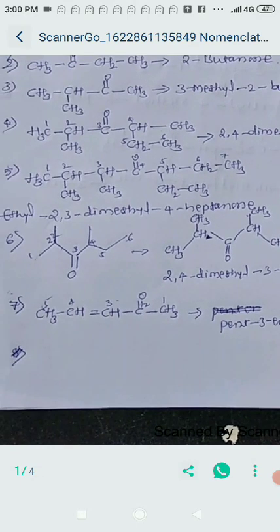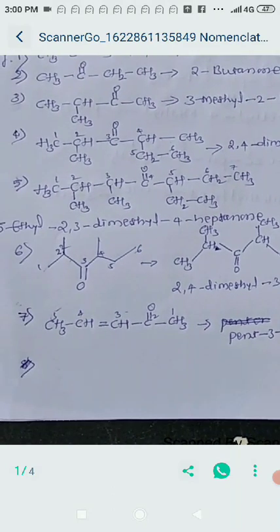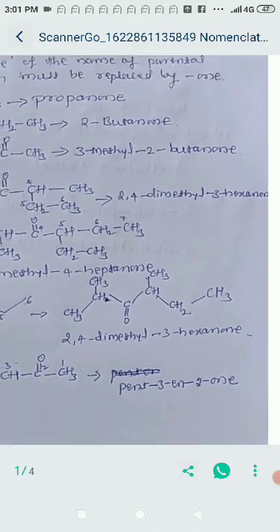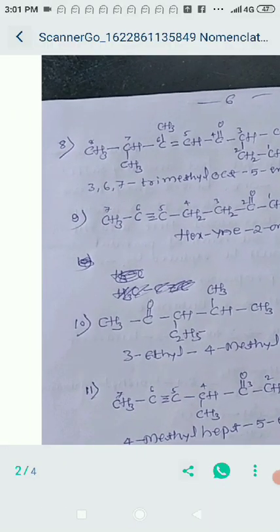Seventh one is the second carbon possessing the ketonic group and the third carbon possessing the double bond. And there are 5 carbons in the parental chain. Pent-3-ene, and replace E by ONE, that is pent-3-en-2-one.